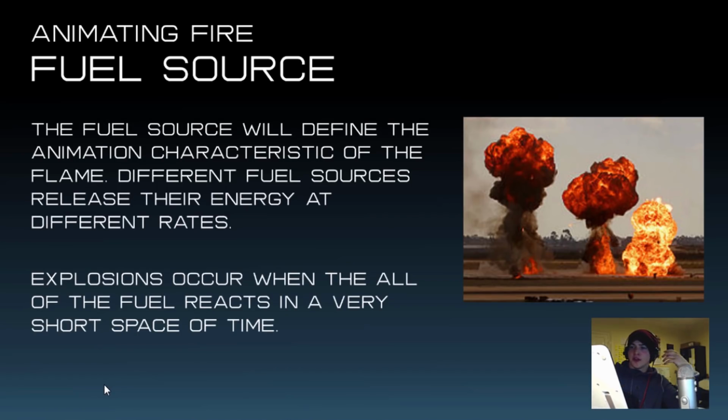This isn't quite as important, but the fuel source will define the animation characteristic of the flame. And it can be in a big way. Different fuel sources release their energy at different rates. Remember, it's a chemical reaction, and the reaction happens when you have heat, fuel, and air. So if you take away any of them, you don't have a flame. Sometimes it releases it at a constant rate, but sometimes it's not constant, and it might ignite more at a certain point in time and then less, and this might cause the flame to be bigger at certain stages and then smaller and vary a lot.